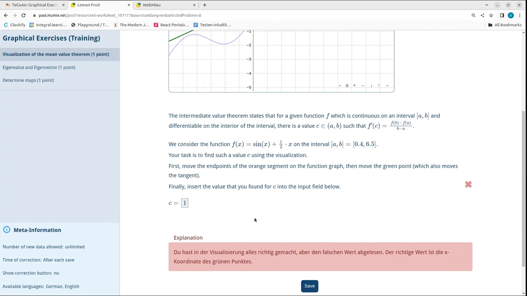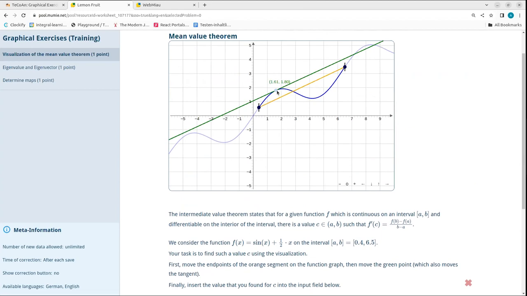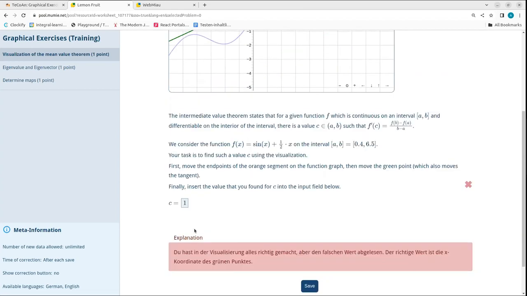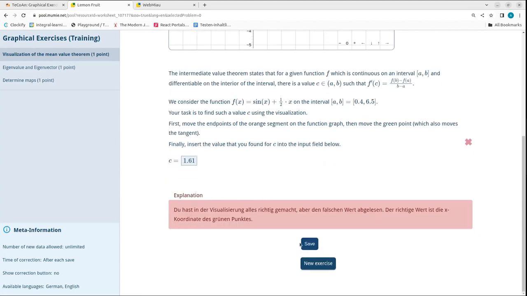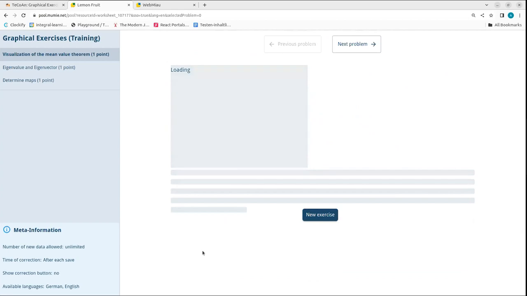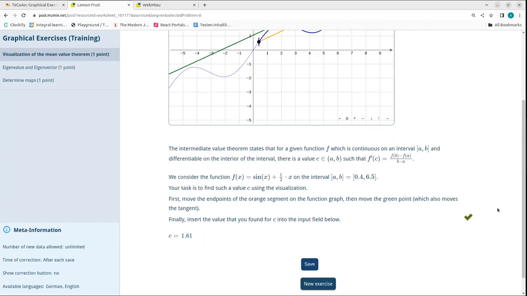Again, I did everything correct in the visualization, but the value that I put in was wrong. The correct value would have been the x coordinate of the cream point. Okay, and then if I also get this correctly, I finally get the check mark that I got it correctly.